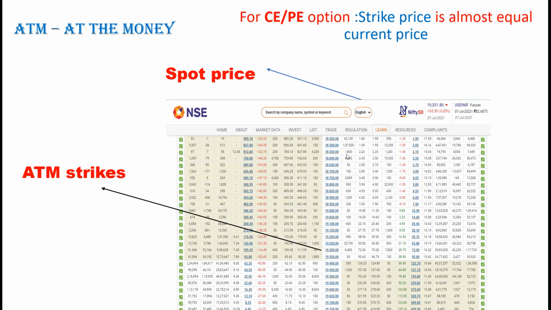ATM, that is at the money. For call option and for put option, if the strike price is almost equal or near to the current price, it is called the ATM strike price. Here the spot price is 19,330. So the ATM strike price for call option and for the put option is 19,350.